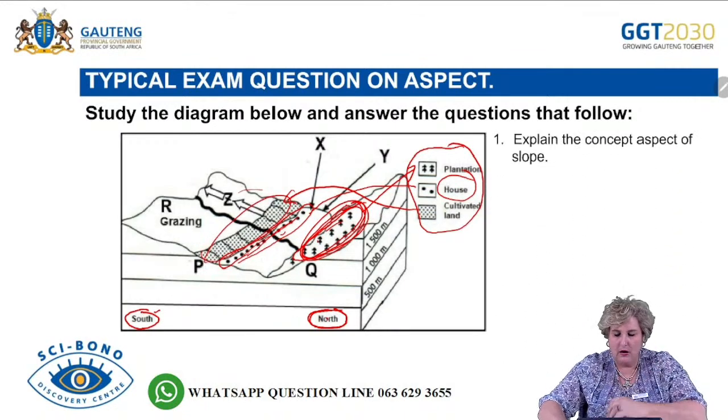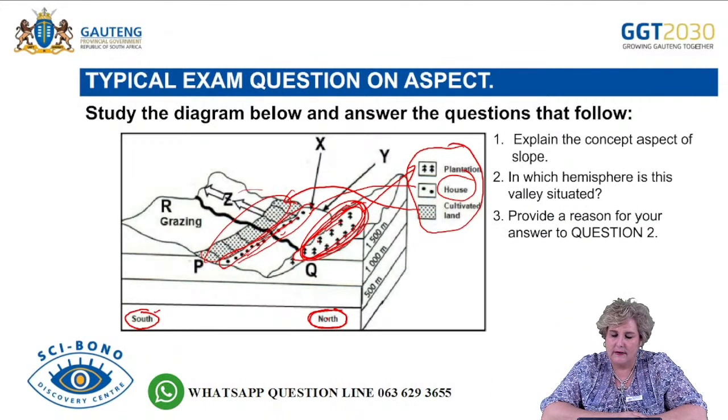Okay, let's see what the questions are. The first one is: explain the concept aspect of slope. The second one asks in which hemisphere this valley is situated. And then number 3, they want you to provide a reason for your answer. I am now going to give you 1 minute to study this diagram, take a piece of paper and write down the answers to these 3 questions. After 1 minute, we're going to see if you are right or wrong.